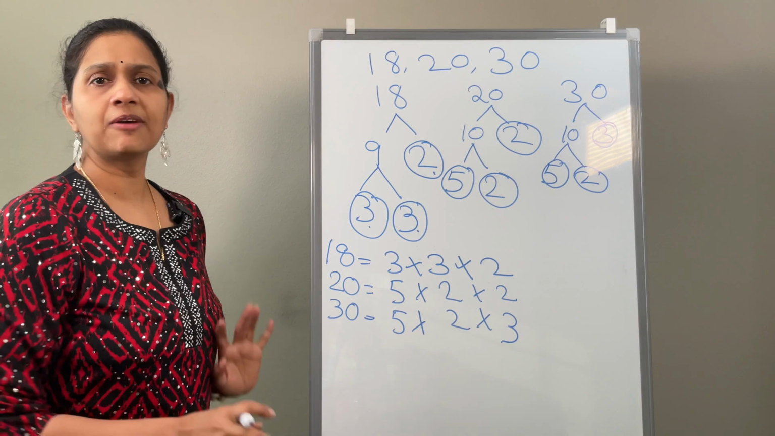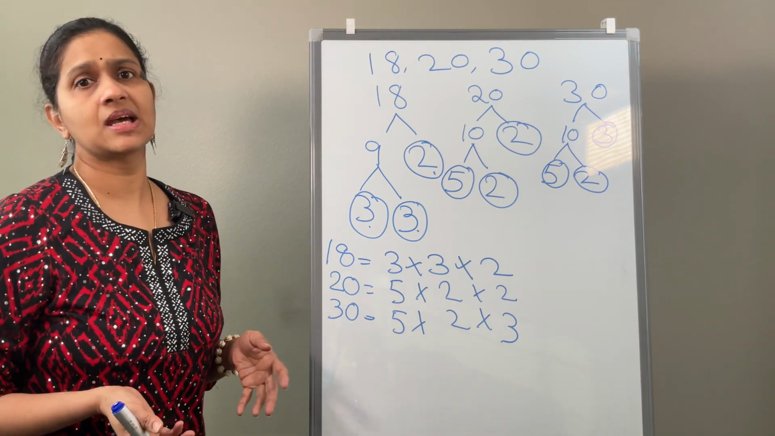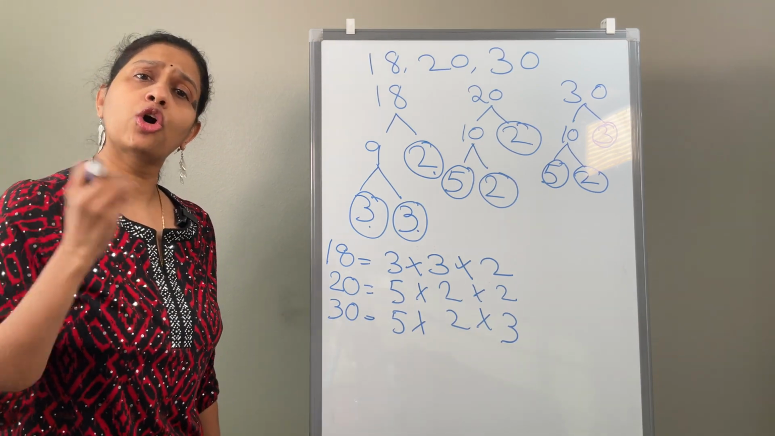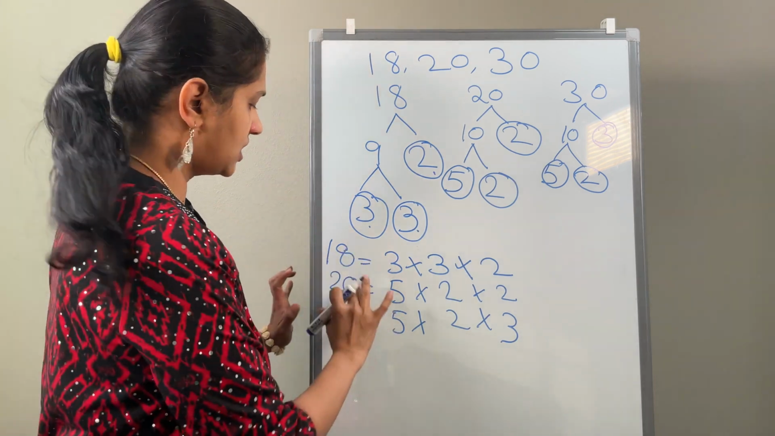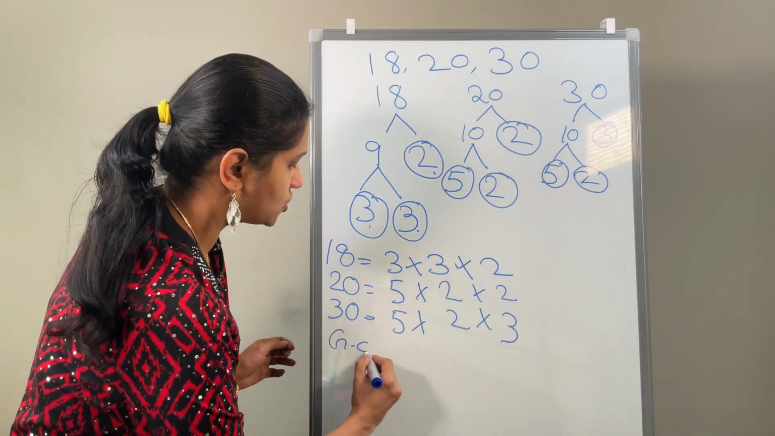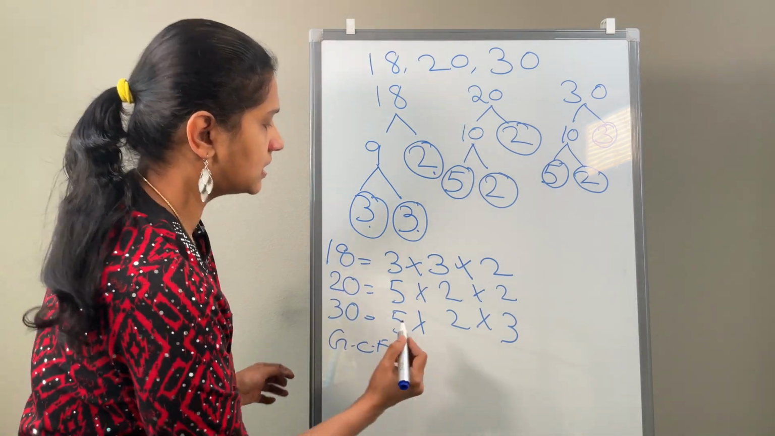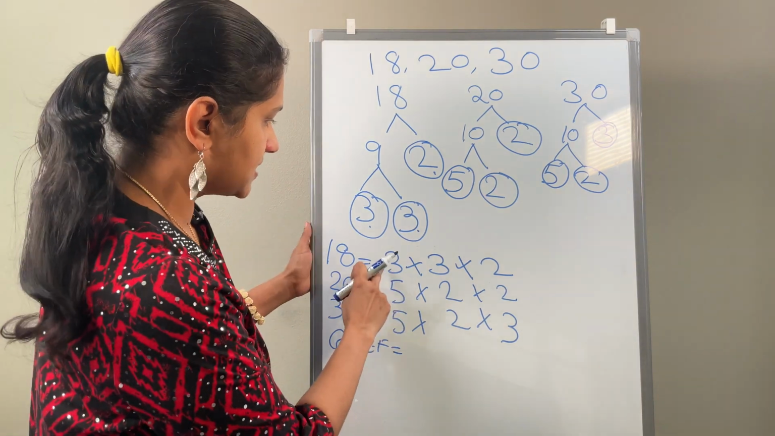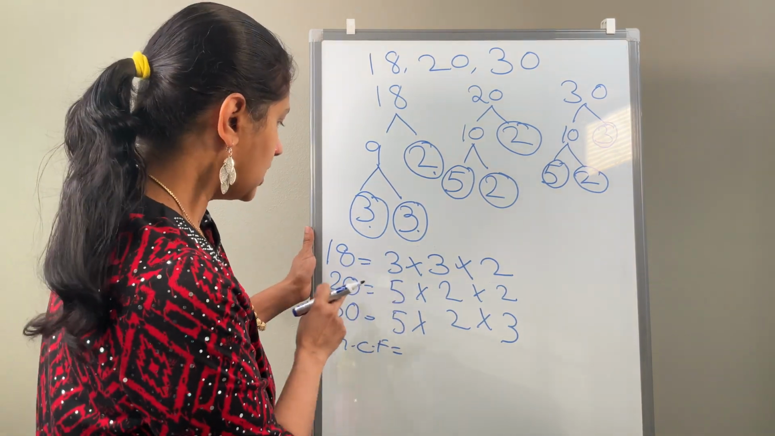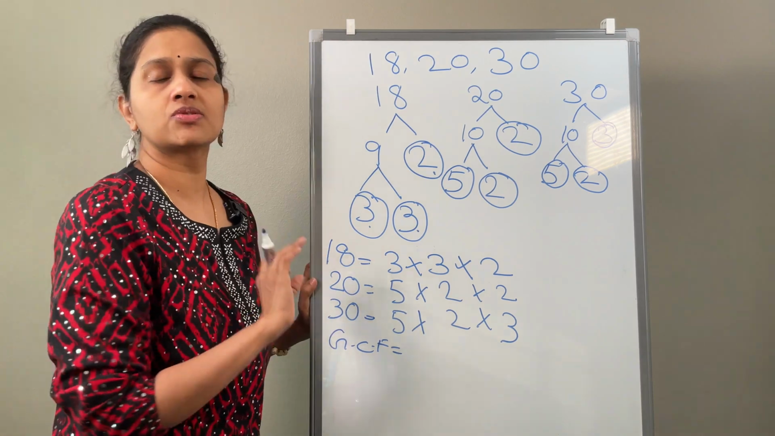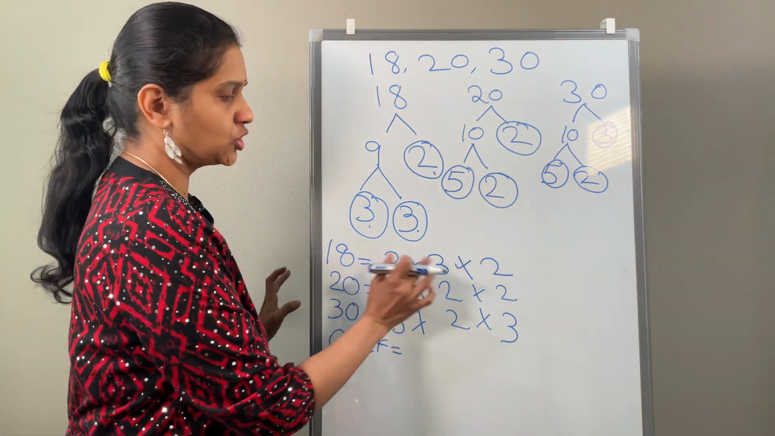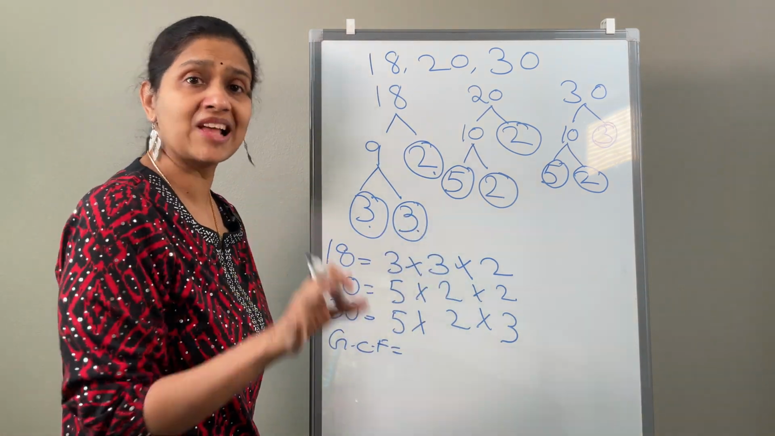So we found the prime factorization. What is the next step? Find the numbers that are common in all these 3 numbers. So to find the GCF, let me circle the numbers that are common. Let me see if 3 is available somewhere. It's not available in 20. So straight away you can stop 3. We don't have to see 3 because we don't have a matching pair.